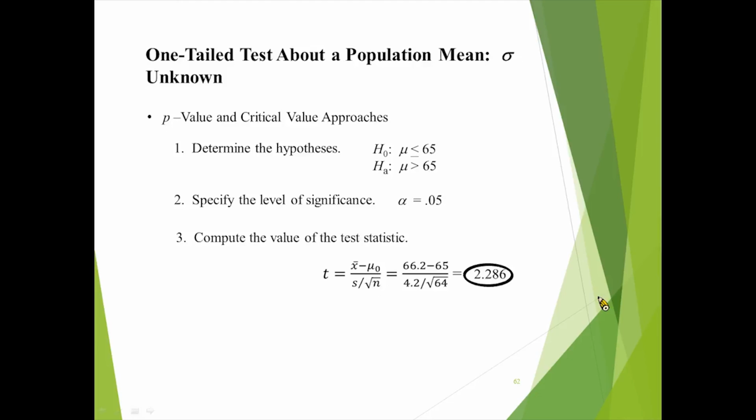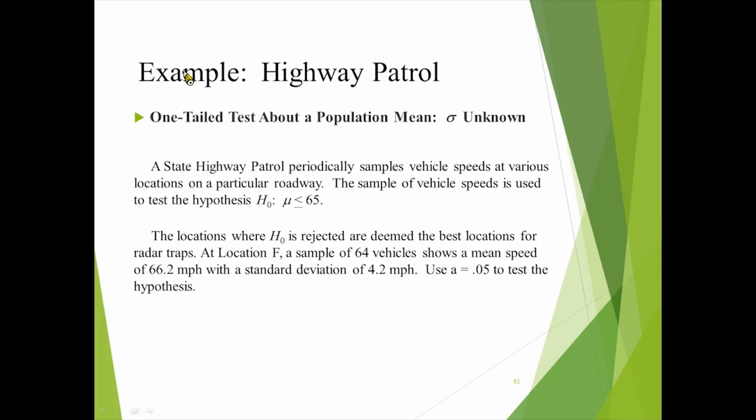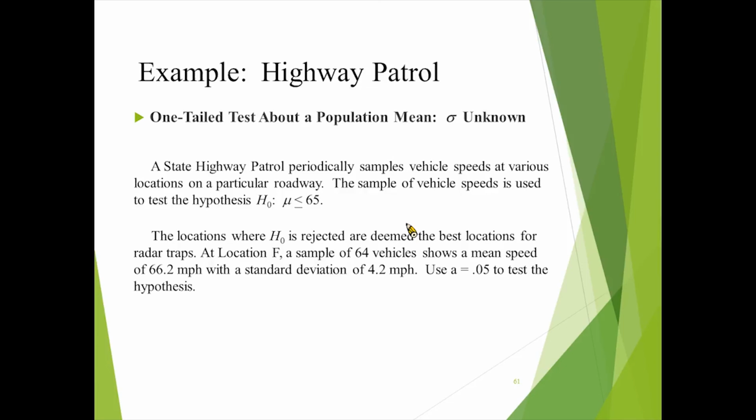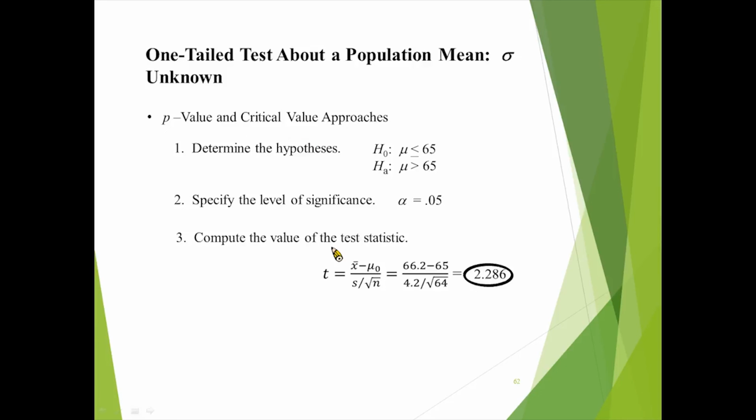So how do we solve this? The first one, the hypothesis H0 must be mu less than or equal to 65, and HA is mu larger than 65. Okay, and the level of significance: in the question they give you alpha is 0.05.